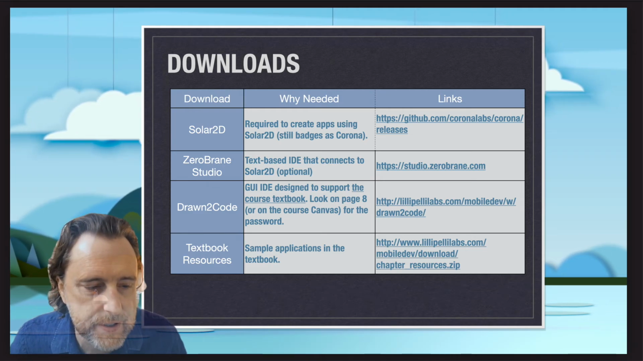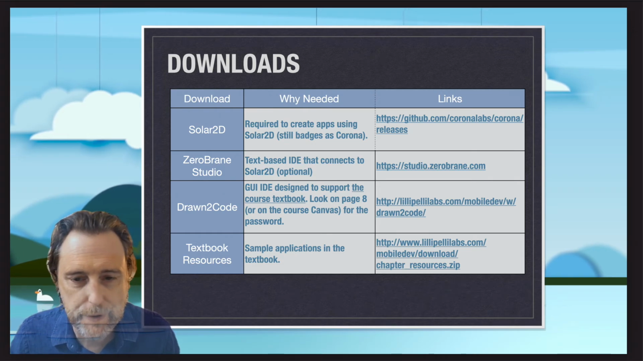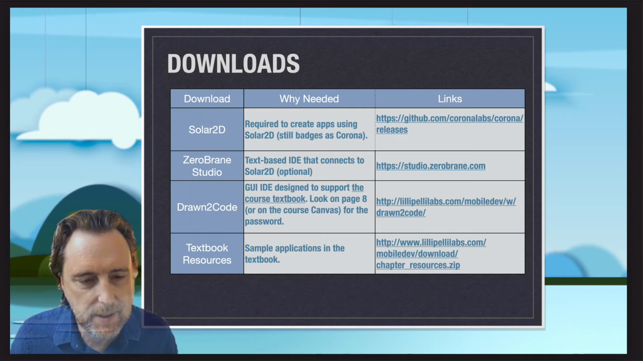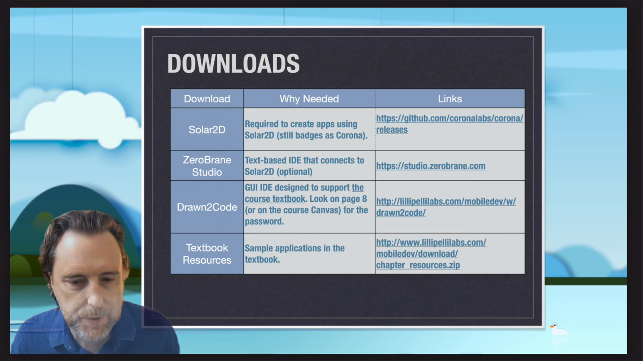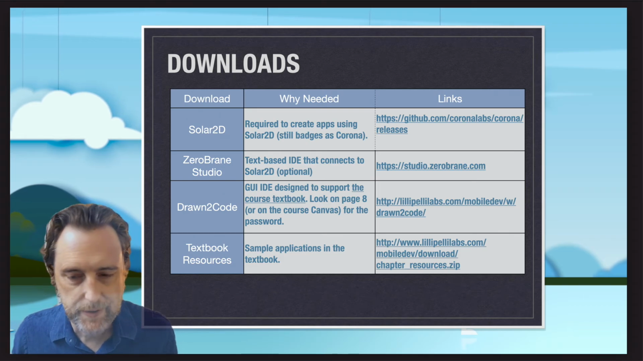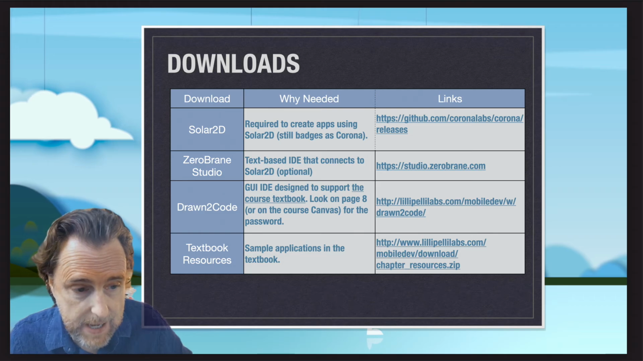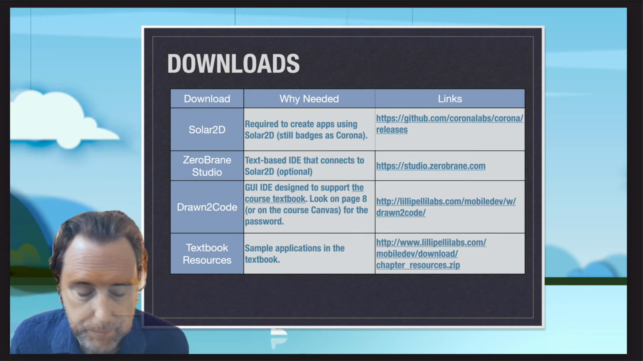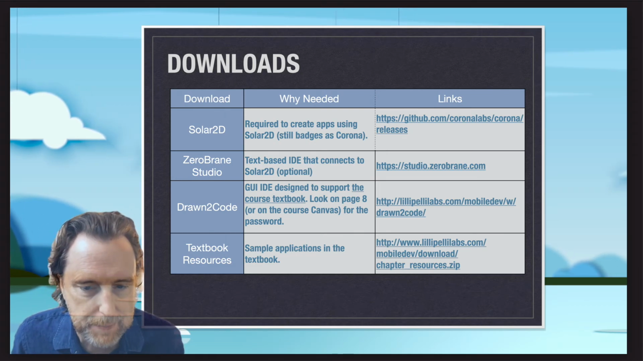And then Drawn2Code is the version I talked about last time that I made. That's a little bit more visual in nature and lets you drag stuff around in your design and writes a lot of the code for you. And then there's textbook resources, which is, along with the textbook, every single example in there, and then lots more that either were in an older edition of the book, or I've just added some games and stuff that I wrote, but I don't have room to cover in the textbook necessarily. So there's a ton of stuff in the chapter resources.